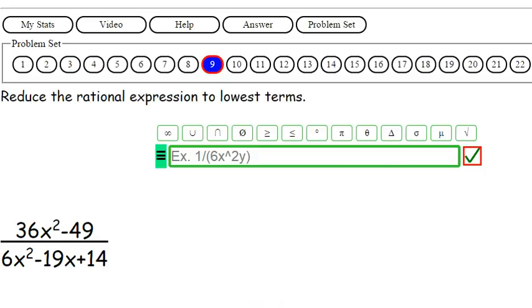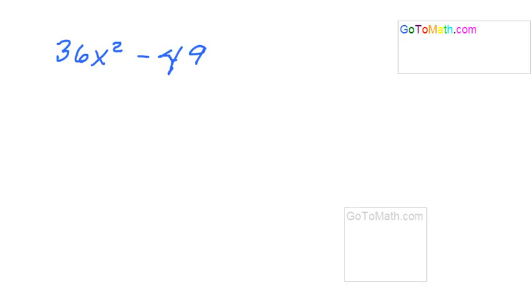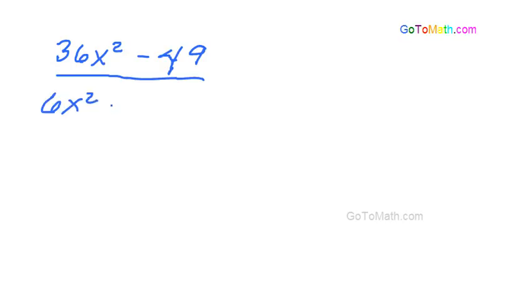So we got 36x squared minus 49. Got to smell the difference of squares there. 6x squared minus 19x plus 14. Well, I don't know about that. Let's redo that. That didn't look good. Okay, that's a little better. Then we had 6x squared minus 19x plus 14 in the denominator. So let's take a look at the numerator.